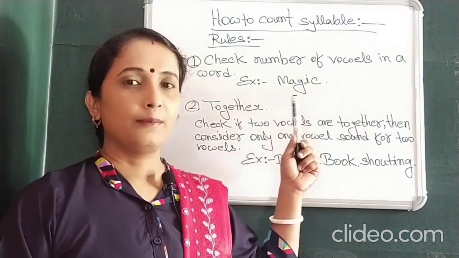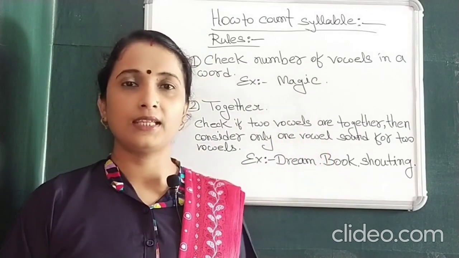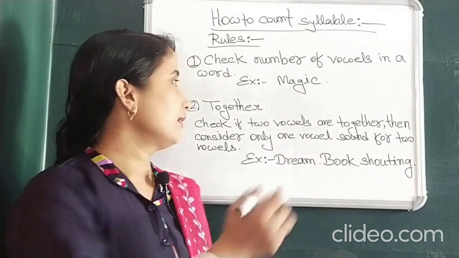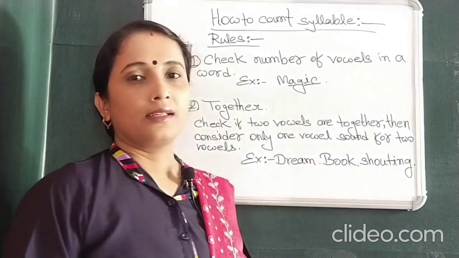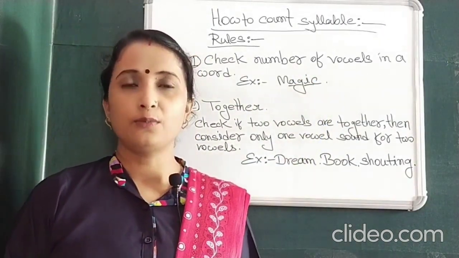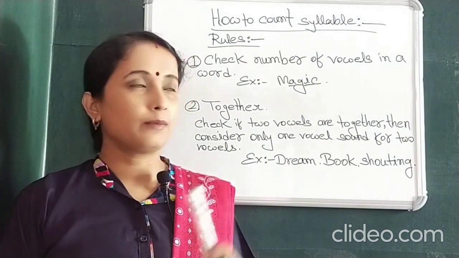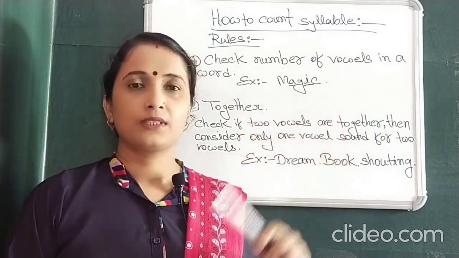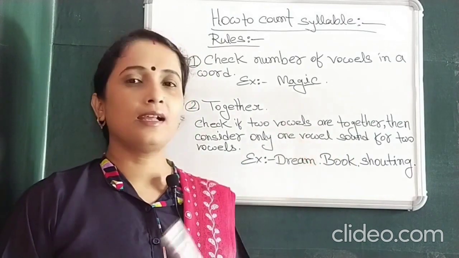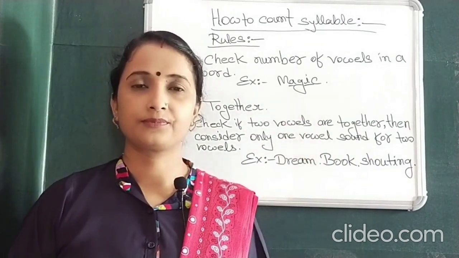Magic. In the word magic, there are 2 vowels, A and I. According to rule number 1, check the number of vowels in a word. So, in the word magic, there are 2 vowels.